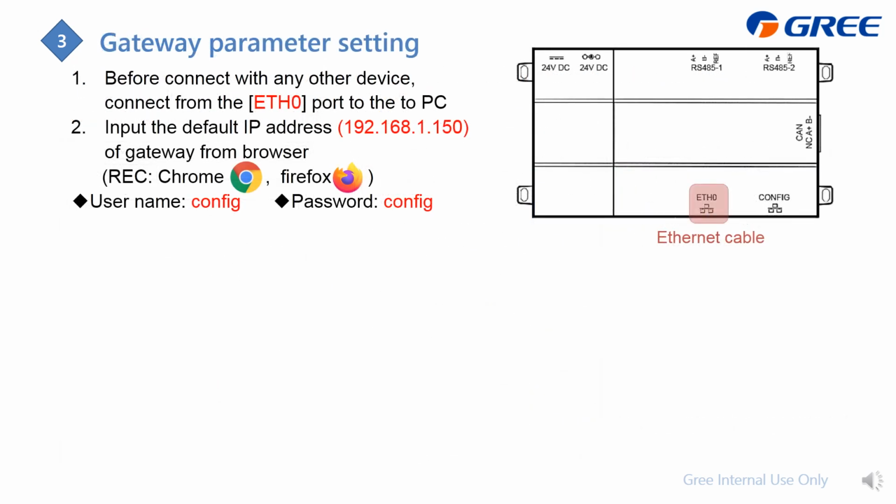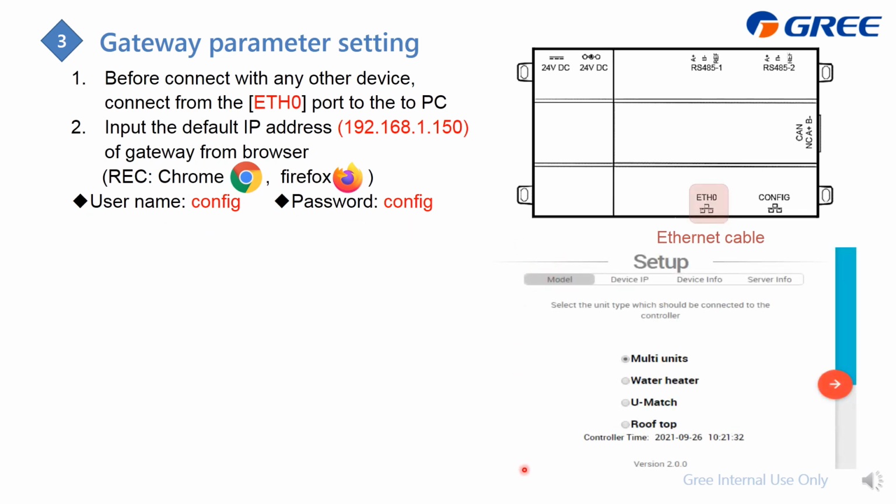Next, we are going to set the parameters of the gateway. First, connect from here, this ETH0, and on the PC browser, you need to input this IP address, this one. Then you can go to the parameter setting. As for the browser, we recommend Google Chrome or Firefox. Then you need to input the username and password. Then we go to this page.